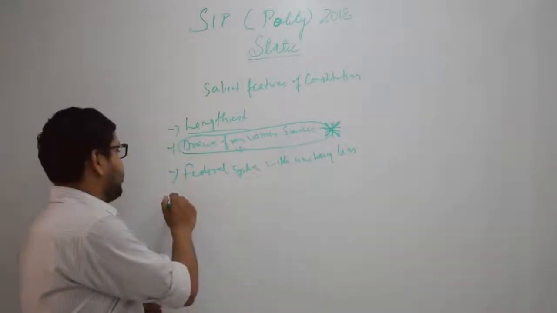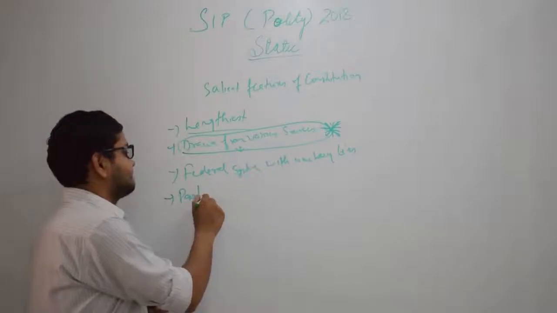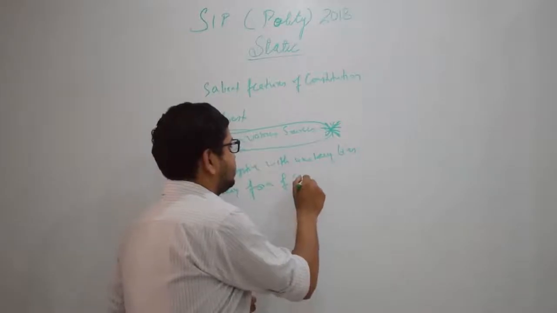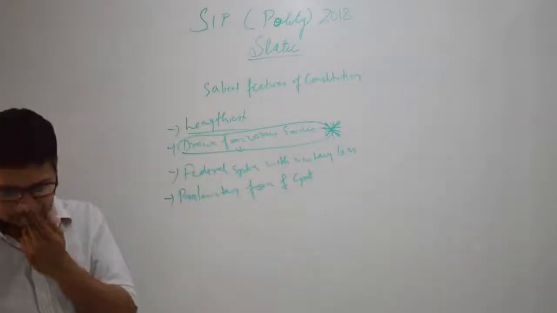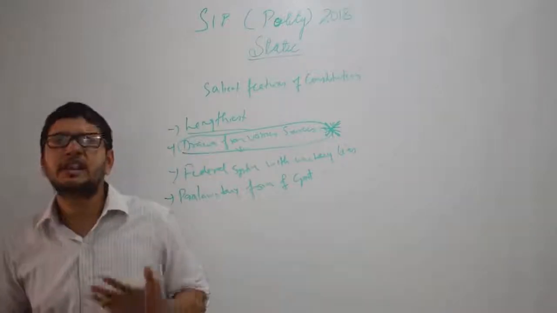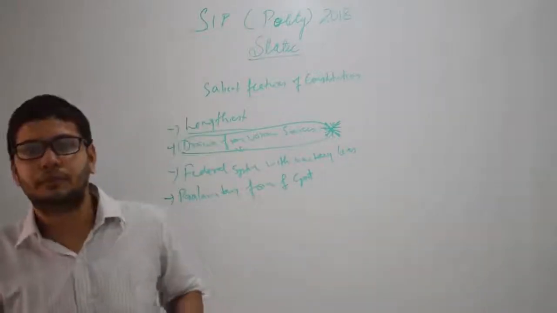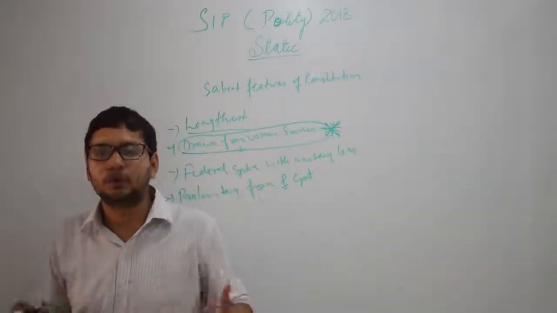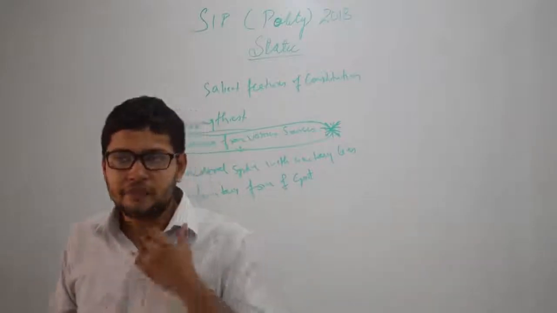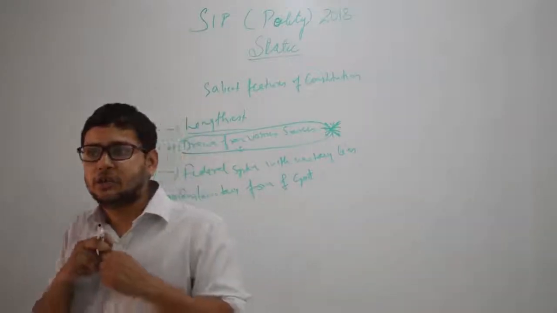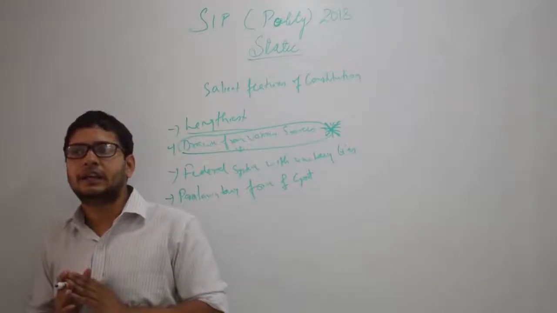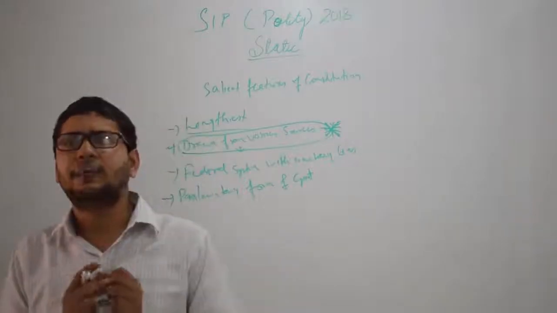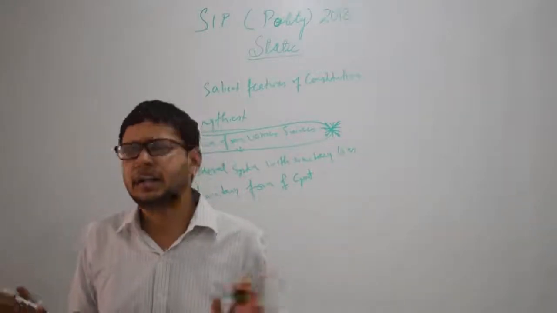Fourthly, we have a parliamentary form of government. How is the Indian parliament different from the parliament in Britain? The British parliament is a sovereign body, it is supreme. If it passes any law, the judiciary in Britain cannot do anything, because the constitution in Britain is unwritten. Therefore, they can pass any law they want. And the role of judiciary is limited.